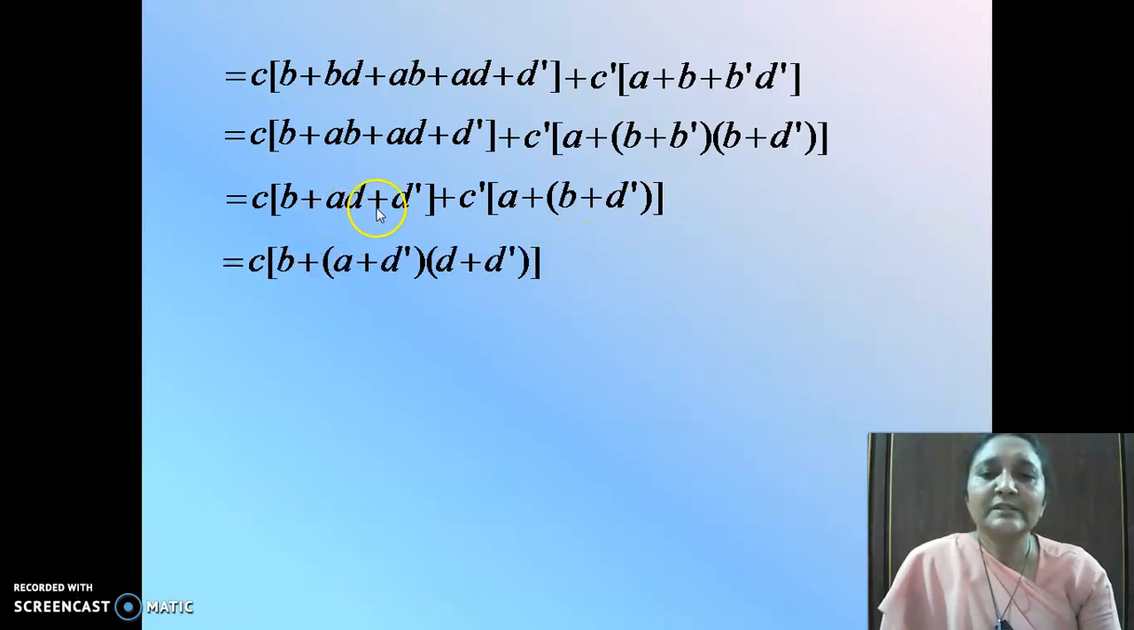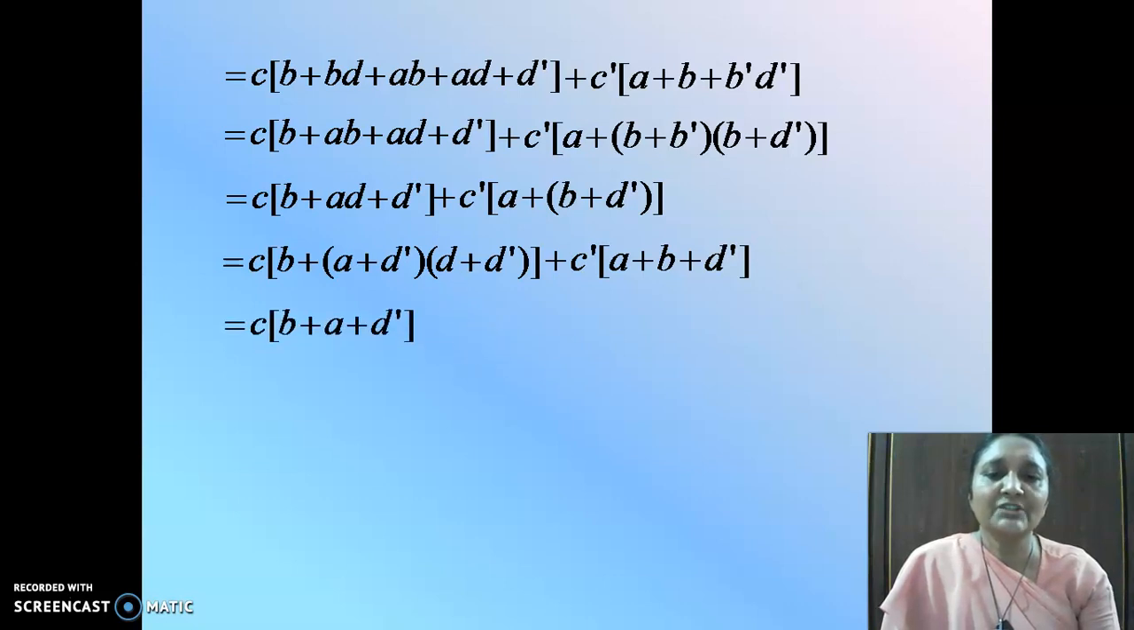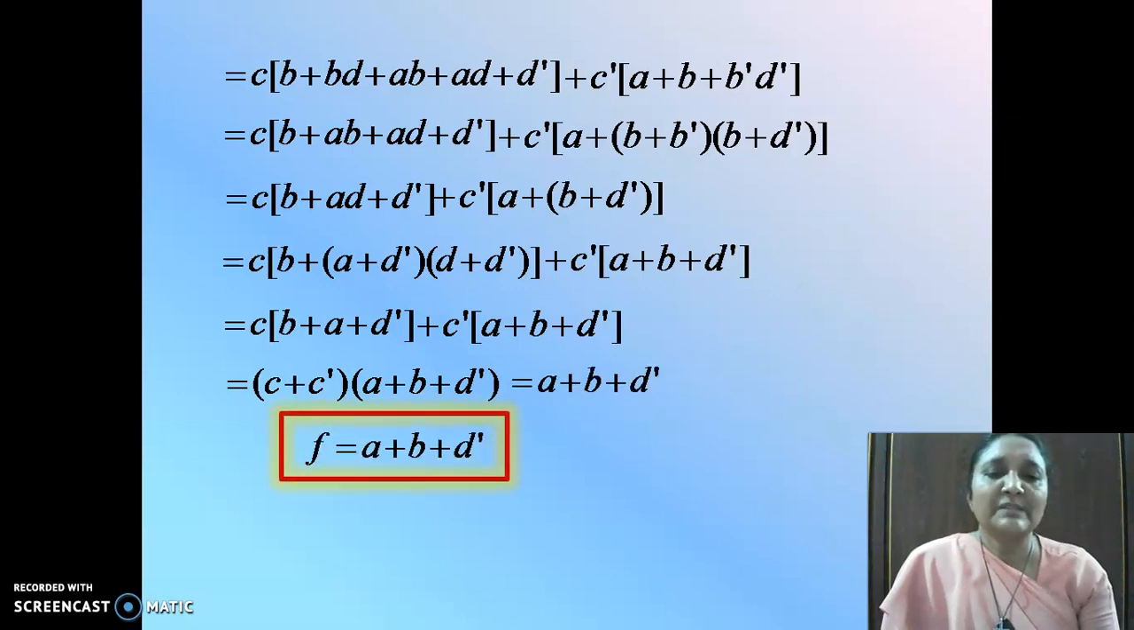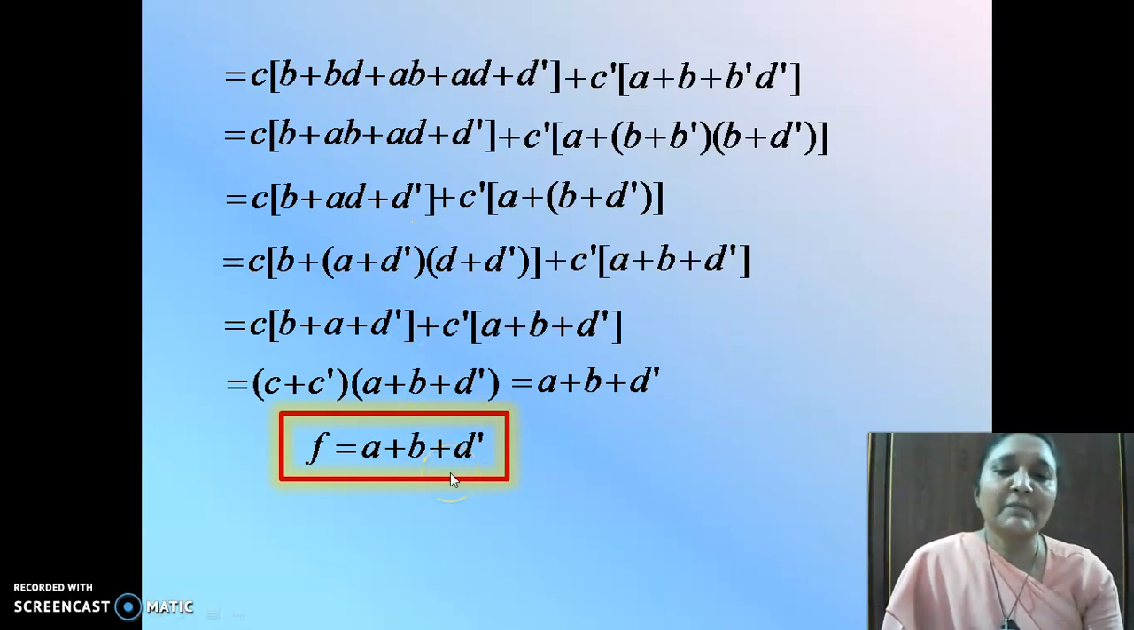Now if you look at these two, I am expanding, applying again the operation of addition or multiplication. And now what is the value of D plus D dash? It is 1. 1 into A plus D dash is A plus D dash. So B plus A plus D dash, plus C dash of (A plus B plus D dash). And here you can see A plus B plus D dash is common. So you have (C plus C dash) into (A plus B plus D dash). And again C plus C dash value is 1. So your F is equal to A plus B plus D dash. So we have simplified the given function and got it equal to A plus B plus D dash.